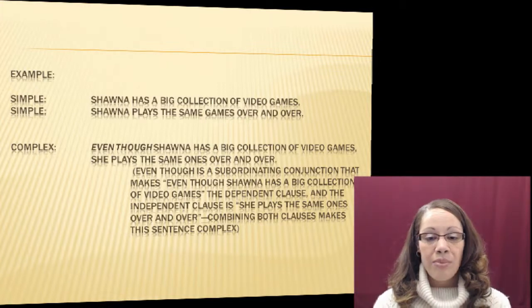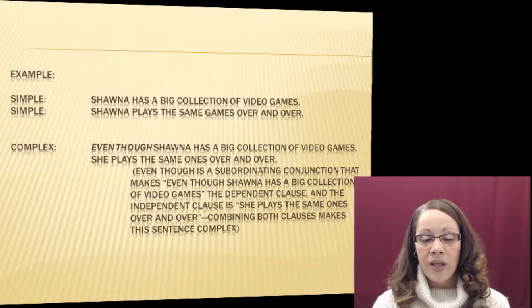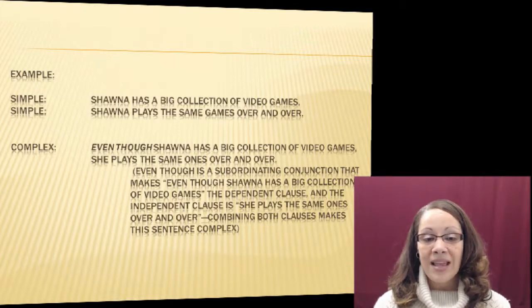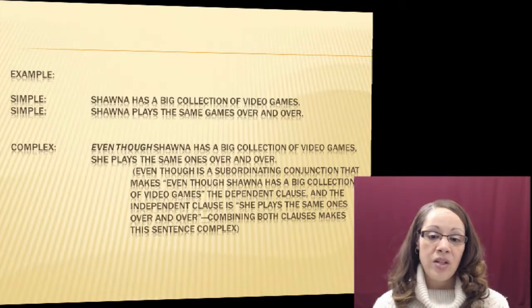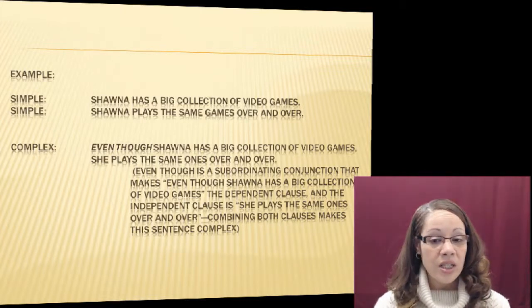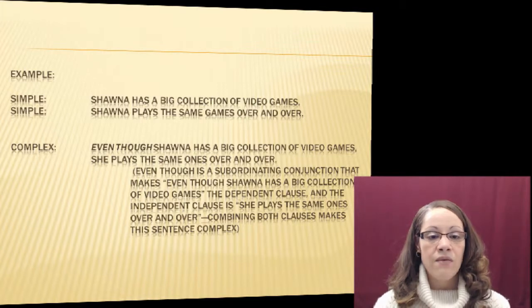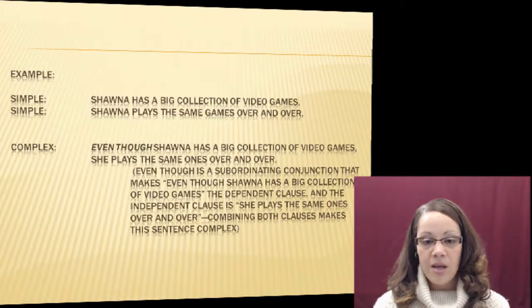Subject is she. Plays is our verb of the sentence. One complete thought. She plays the same ones over and over. That means that that particular part of the sentence is independent. And I combine my dependent clause that has no subject and verb of the sentence in it, even though Shauna has a big collection of video games, and I've put that in front of my independent clause, she plays the same ones over and over. And now I have formed or created a complex sentence.